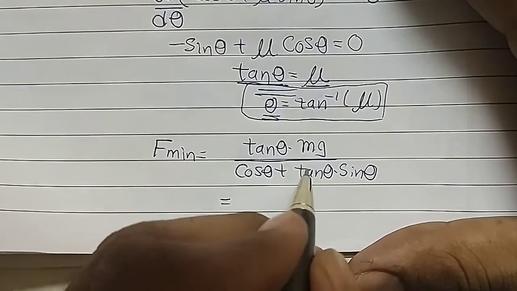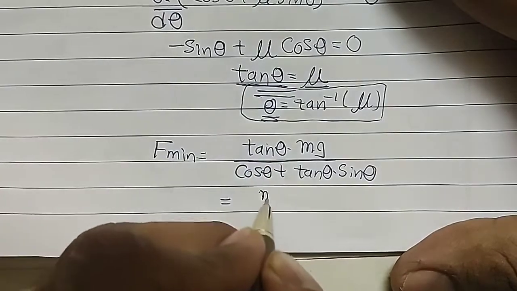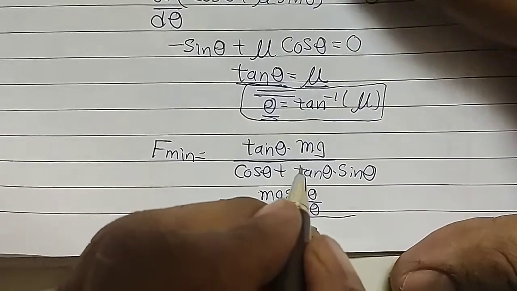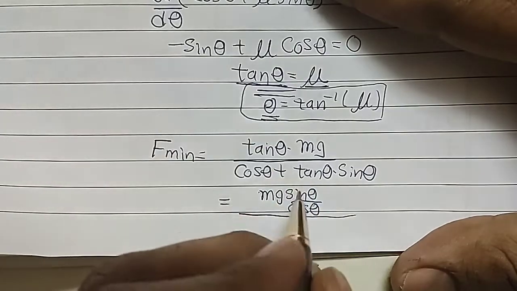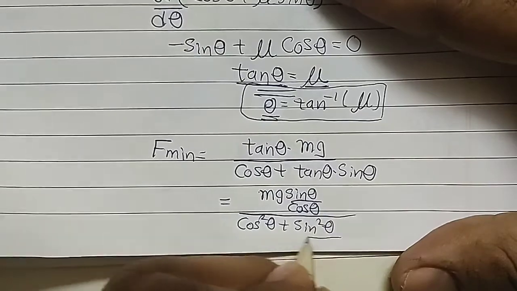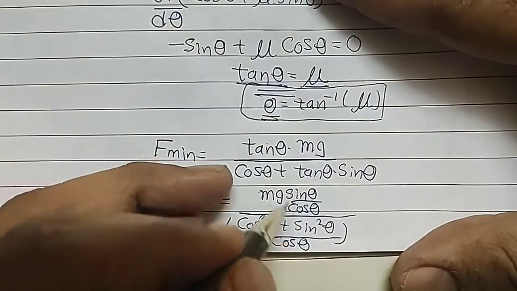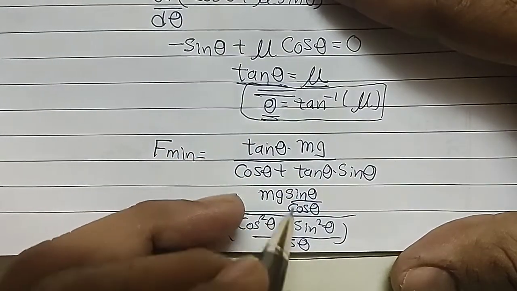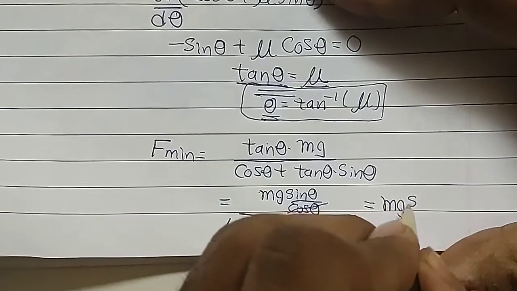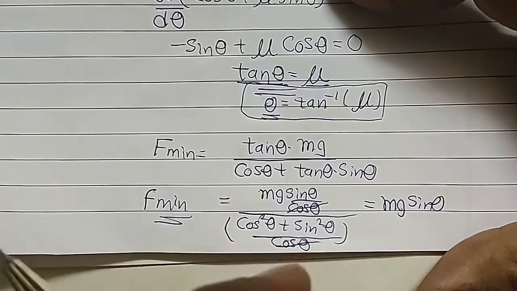Now, tan theta you can write as sin theta upon cos theta, isn't it? Please write this tan theta as sin theta by cos theta. In the denominator also you do the same thing. You will get this expression. When you do the same thing, tan theta written as sin upon cos, in the denominator also, then you will get this. This cos cancels. Sin square theta plus cos square theta is 1. So mg sin theta. It is the minimum force, the least force.